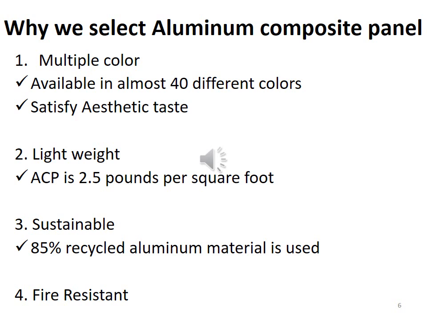The second important property is that it is lightweight. Aluminum composite materials are lightweight, and have high durability and long life. Almost 2.5 pounds per square foot is the average weight of the aluminum composite panels.